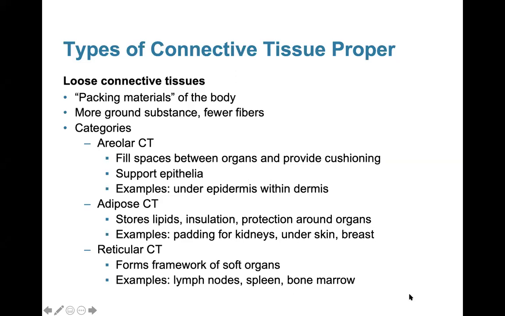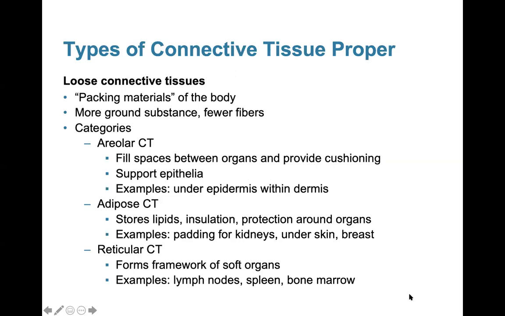Adipose connective tissue, this is fat. This is going to store lipids. It's involved in insulation, protection around organs. Examples: padding for kidneys, under the skin, the abdominal area, breast area is where you'll find a lot of this type of tissue.